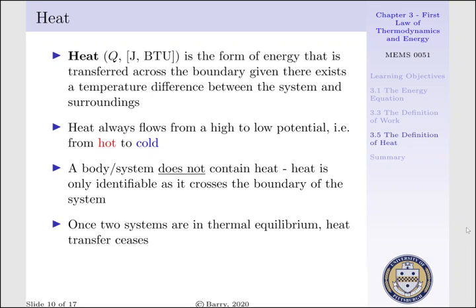Heat, denoted by the variable Q, with units of joules, or BTU in the US customary unit system, is a form of energy that is transferred across a boundary given there exists a temperature difference between the system and surroundings. Now, heat always flows from a high to a low potential. That is, heat is going to flow from a high temperature reservoir to a colder temperature reservoir.